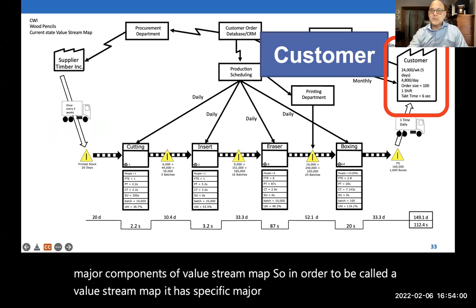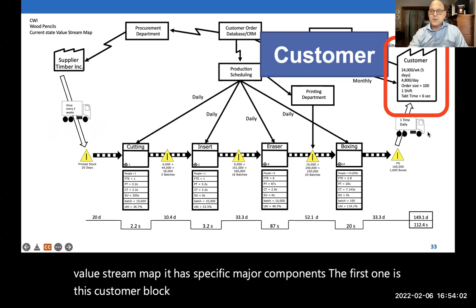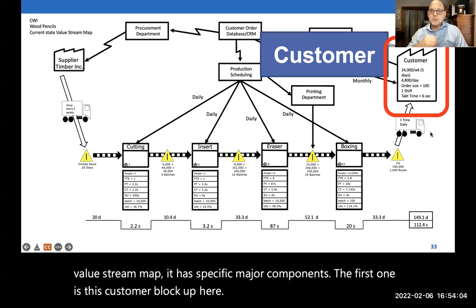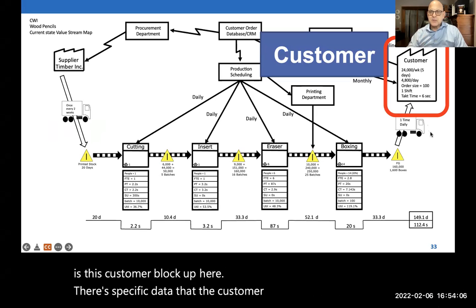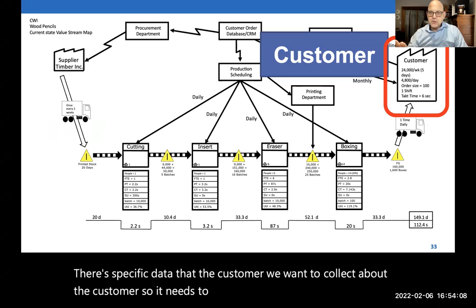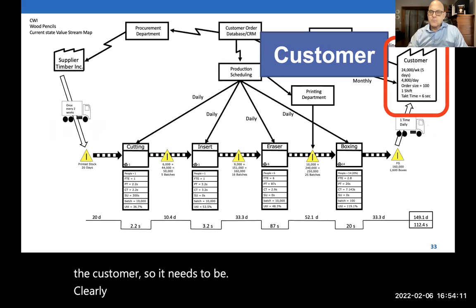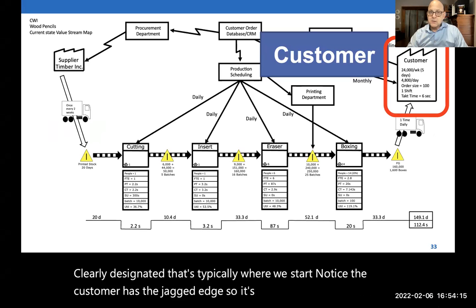The first one is this customer block up here. There's specific data that we want to collect about the customer, so it needs to be clearly designated, and that's typically where we start. Notice the customer has the jagged edge, so it's an outside source.